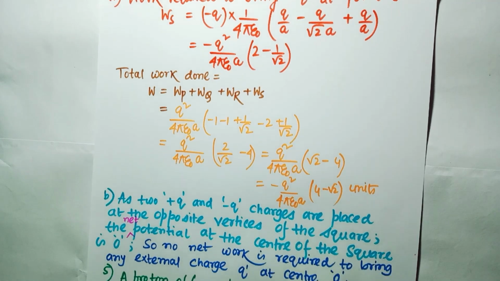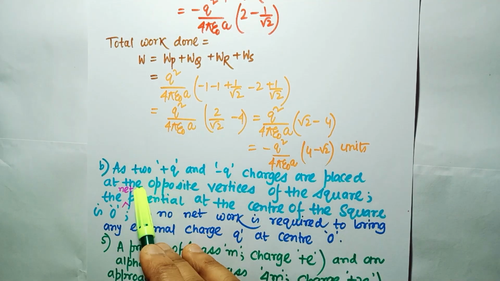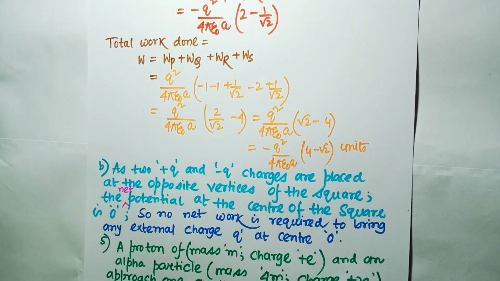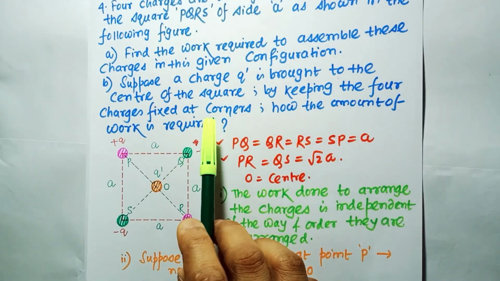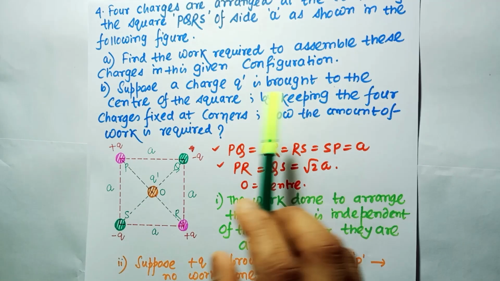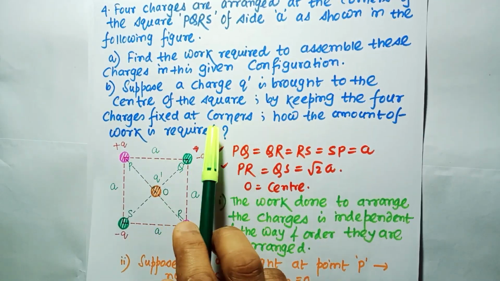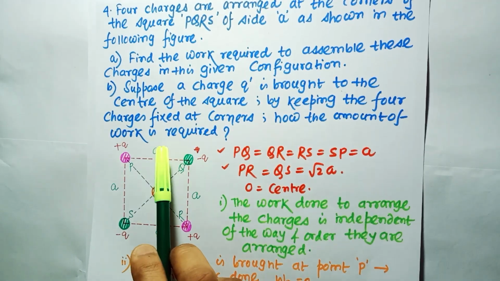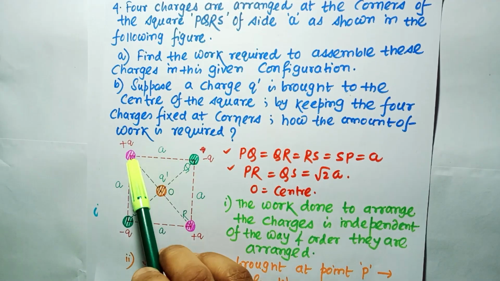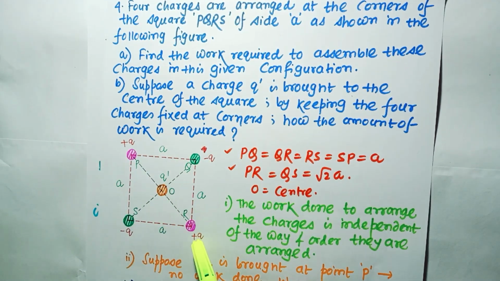So you can see that our second question was: suppose a charge q prime is brought to the center of the square by keeping the 4 charges fixed at their corners, how much work is required? You can see there is the plus q charge and the minus q charge here.